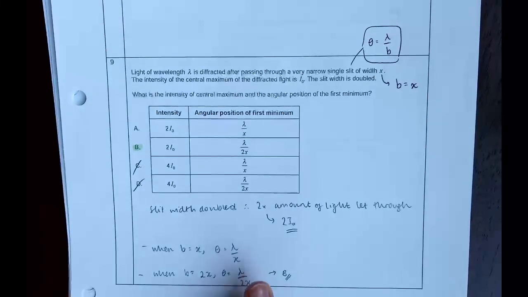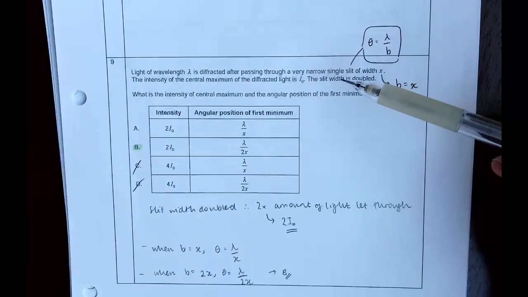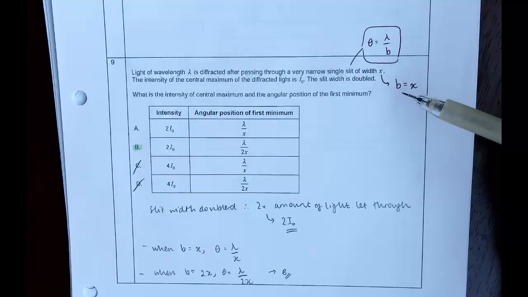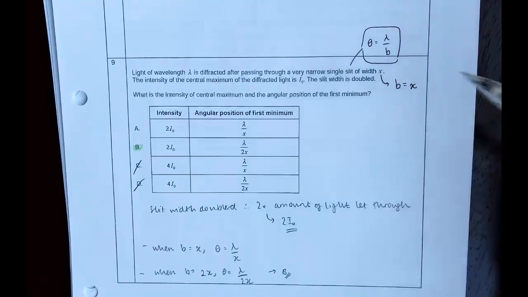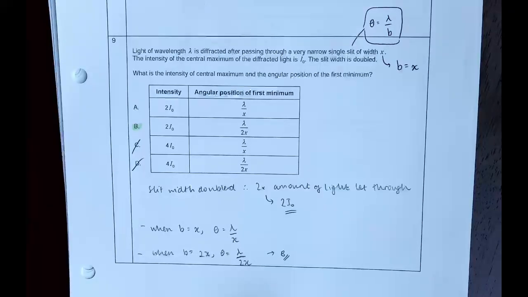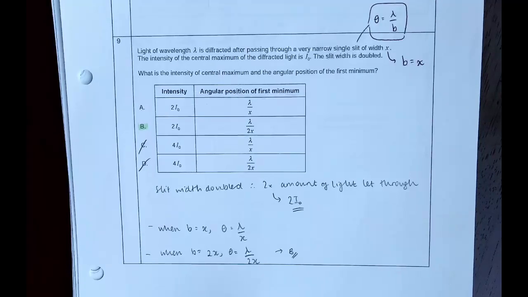In question 9, light of wavelength lambda is diffracted after passing through a very narrow single slit of slit width x. Again, B is x in this case. The intensity of the central maximum of the diffracted light is I0. The slit width is doubled. What is the intensity of the central maximum and the angular position of the first minimum?